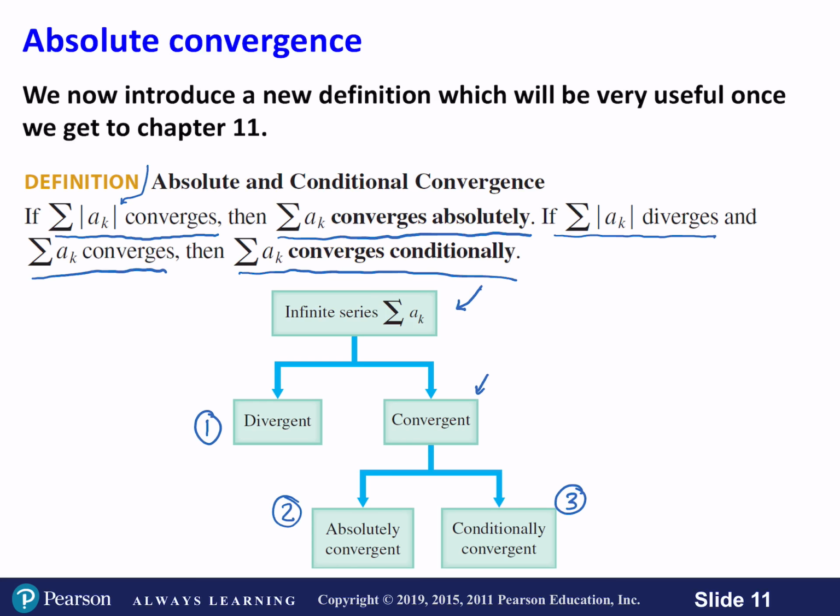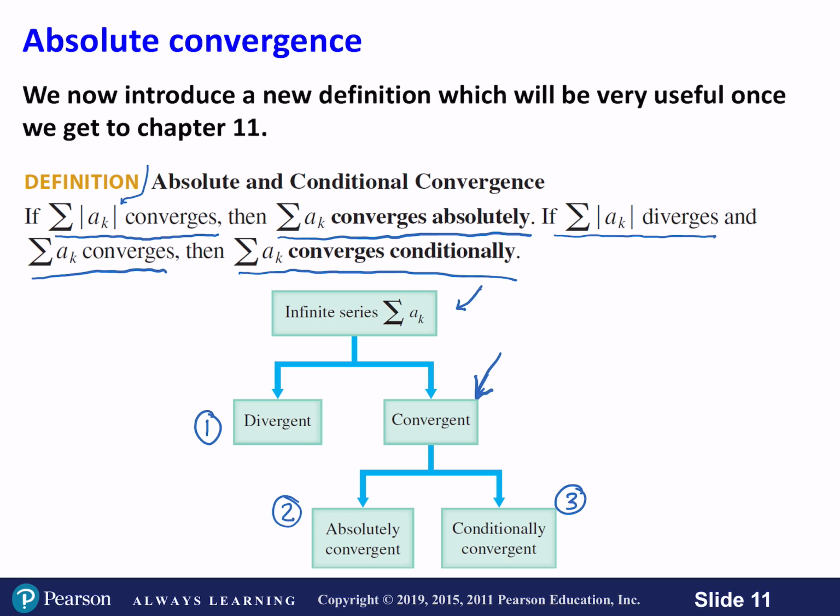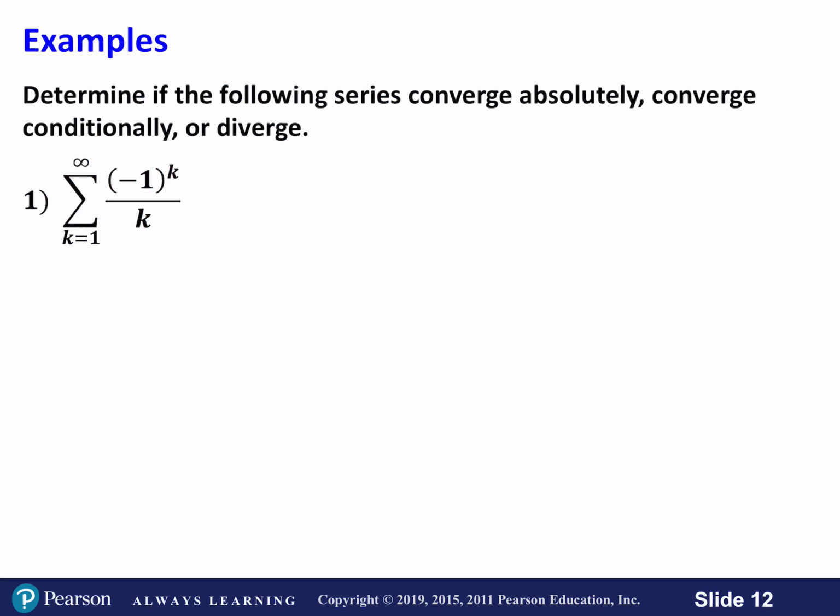Let's take a look at some examples. So we're going to determine if the following series converge absolutely, converge conditionally, or diverge. This first one is the alternating harmonic series. So we learned that this thing converged by the alternating series test. So that means that we are somewhere in this category. It is convergent, so it might be absolutely convergent, or it might be conditionally convergent. All right, so we know that it converges by AST, alternating series test.